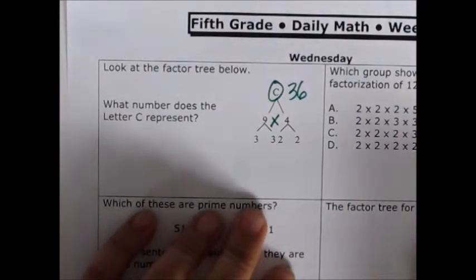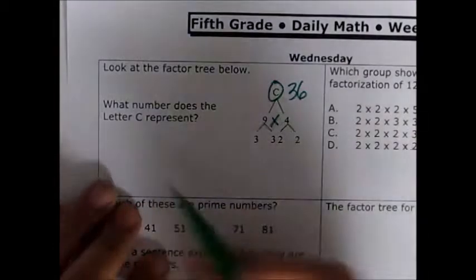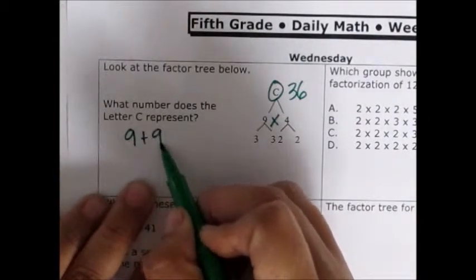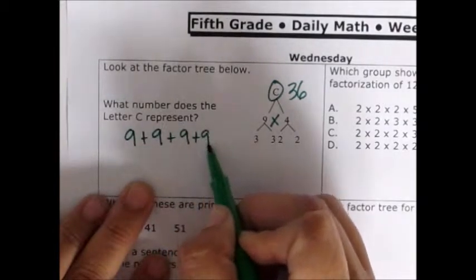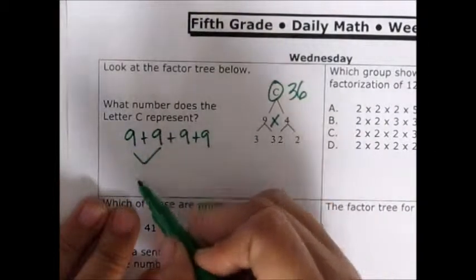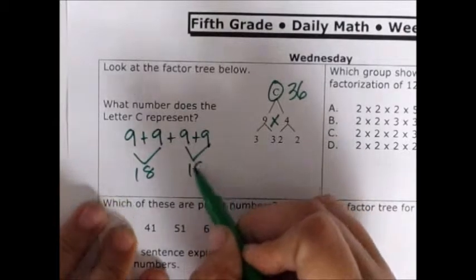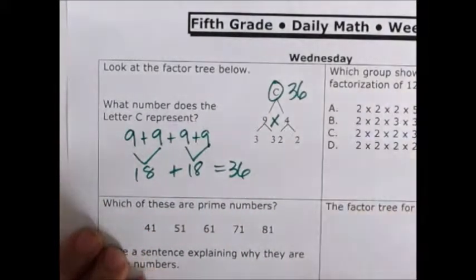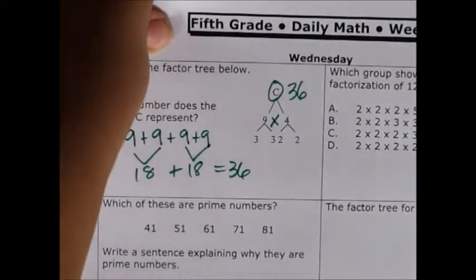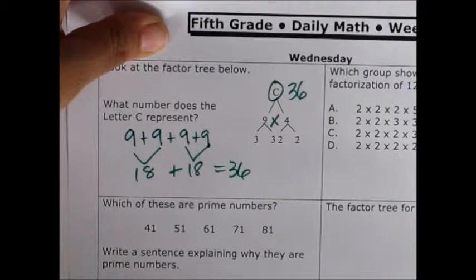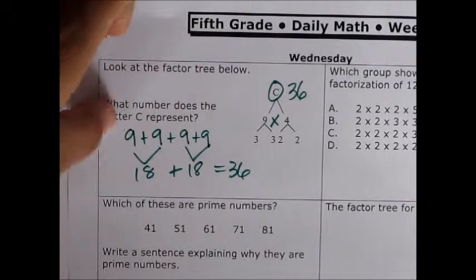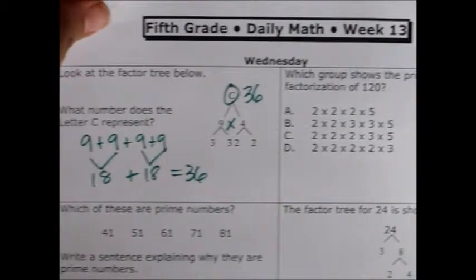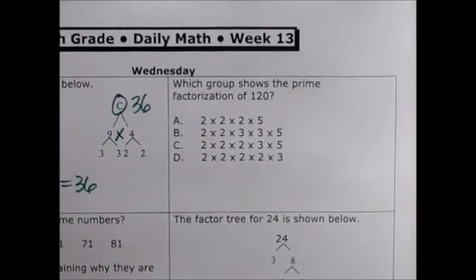Okay, what if you didn't know that off the top of your head? That means it would be 9 plus 9 plus 9 plus 9. You know that that is 18, you know that that is 18, and then you add those two. That would give you your 36. There's always a way to figure it out, even if you're not as comfortable with your multiplications all the way to 9. Okay, let's move on to the next one.